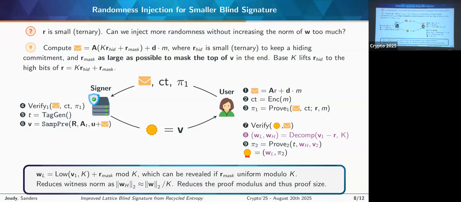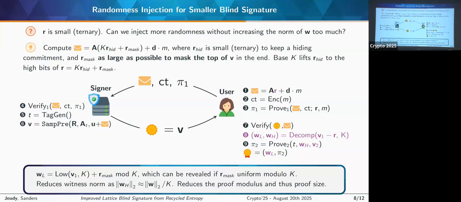Why is that? Because WL is basically the low part of V1 plus R sub mask, all of that mod K. So if R sub mask is uniform mod K, then it perfectly hides the low part of V1, and WL can then be revealed safely without leaking any secret information on the partial signature V1. But what this allows us to do now is to only hide WH in the zero knowledge proof.